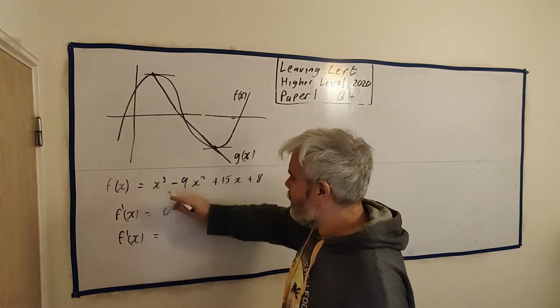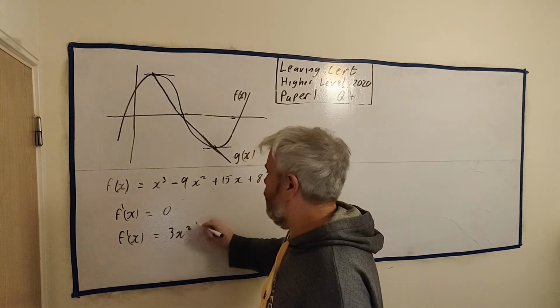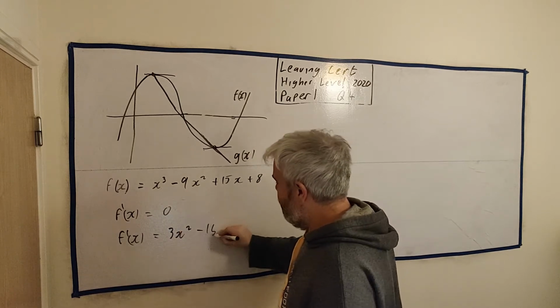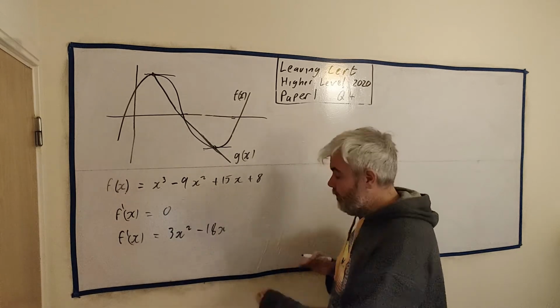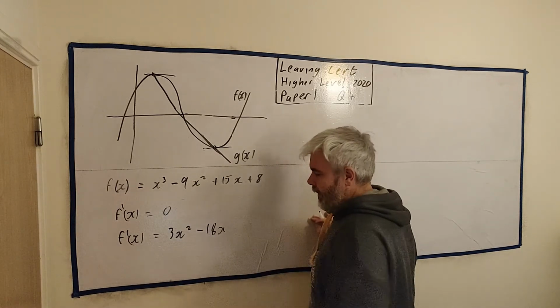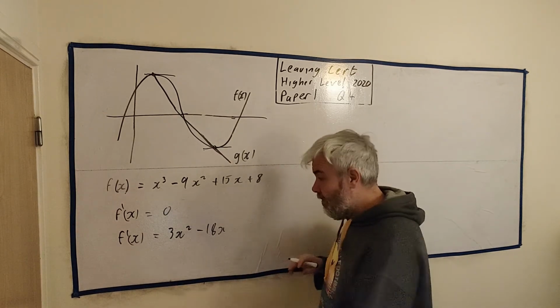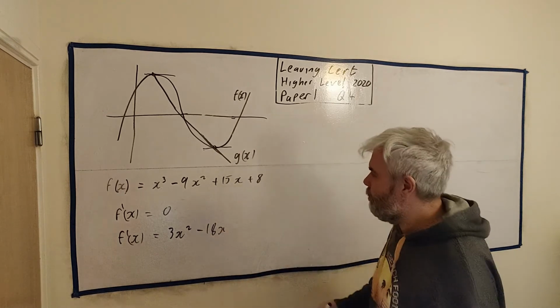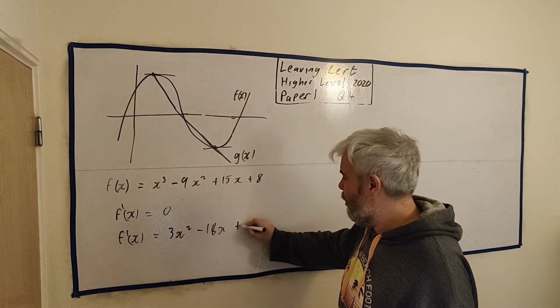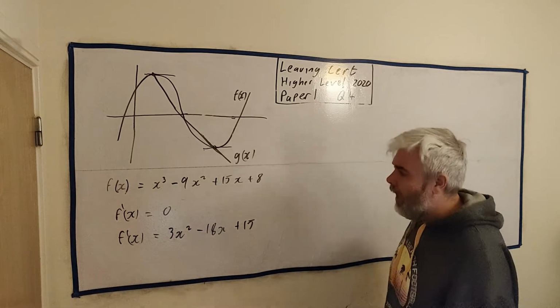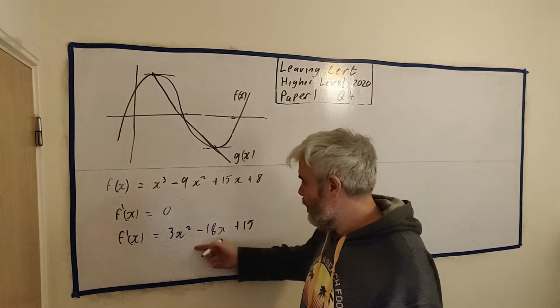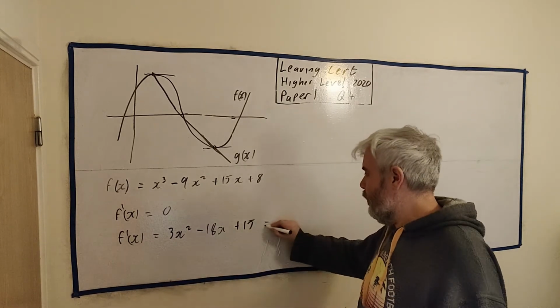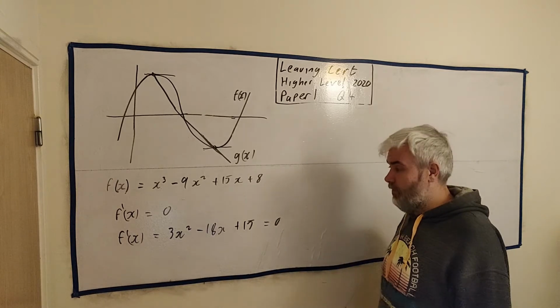And the derivative of this is 3x squared. Derivative of this is minus 18x. That's the one bit that's different. We had, I think, 2 times k, 2 times k is minus 18, plus 15. And we now know that this is equal to 0. So if we put this equal to 0, we just need to solve this.